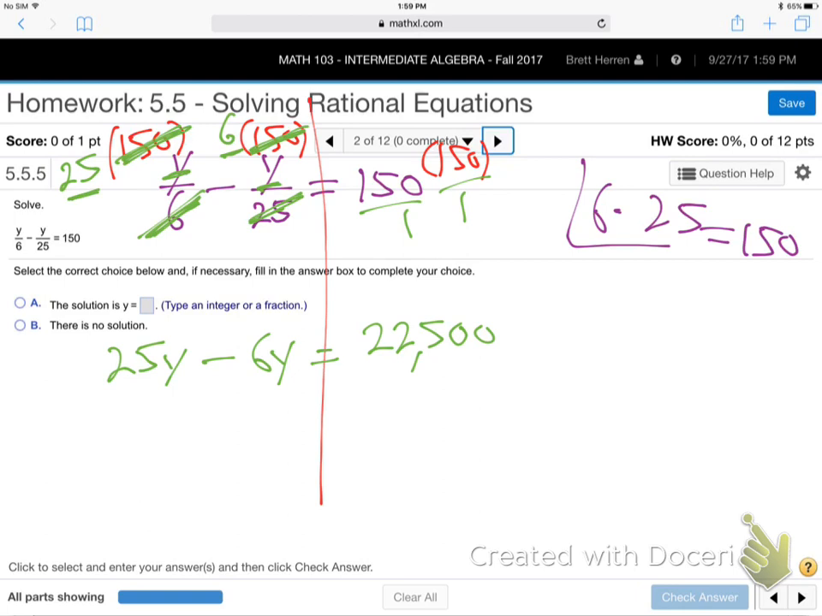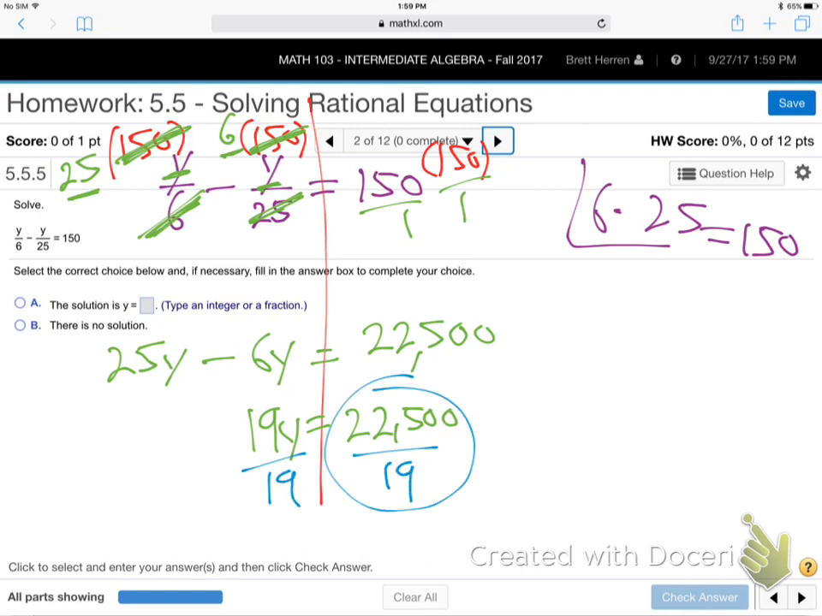No more fractions. See how we get rid of the fractions on the first step? That's why this section is easier. Then just finish it up. 25 minus 6, was that 19? 19y equals 22,500. Last step, divide by 19. There it is.